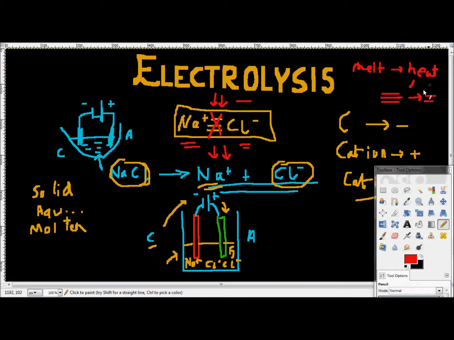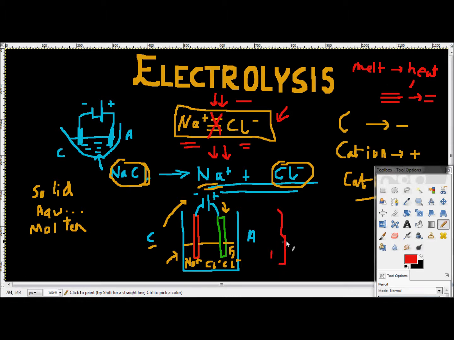And so when the bond becomes weaker, you can imagine that the Na and Cl are no longer held very tightly together, and this means that they can move around, at least comparatively, compared to the situation where there was no energy being provided in solid NaCl. So once there are mobile ions that can move around and conduct electricity, that's when electrolysis takes place.